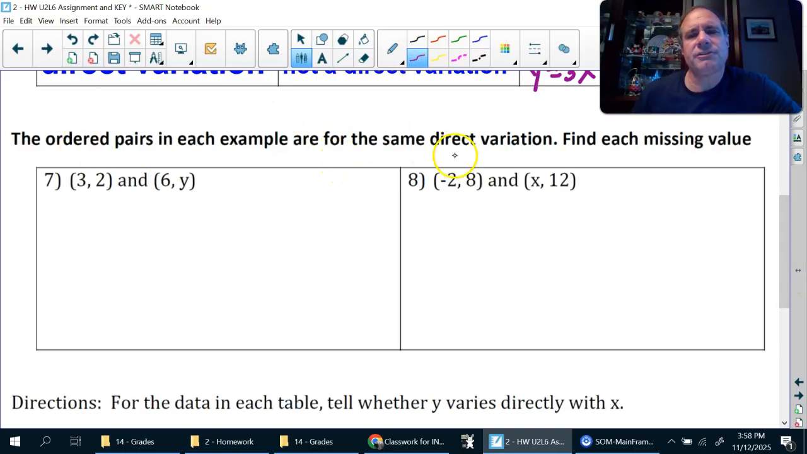Okay, the ordered pairs in this example are for the same direct variation. Find each missing value. So pretty easy here. Just remember, direct variation must be in proportion with each other. So if you could see that this 3 goes to the 6, that's times 2. That means 2 would have to be 4, right? So just remember, all of the points have to be in proportion with each other.